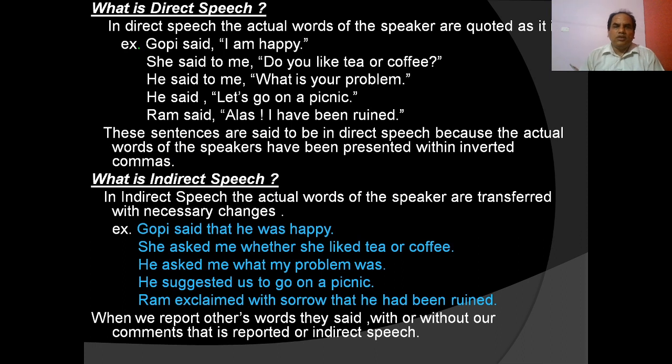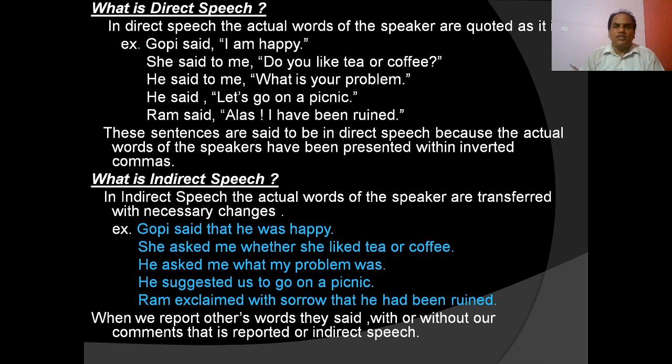You see, we usually have two ways of speaking or expressing our spoken words. One is direct speech, another is indirect speech. What is direct speech? In direct speech, the actual words of the speaker are quoted as they are. Take the example, Gopi said, "I am happy." You see the pictures. Gopi is the speaker here.